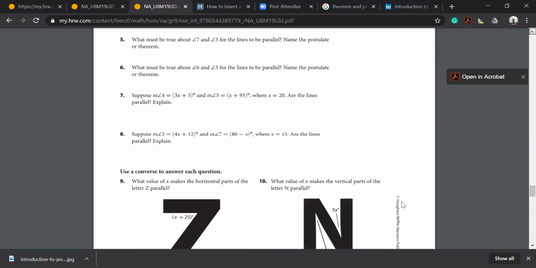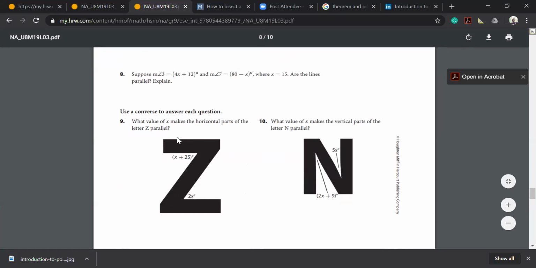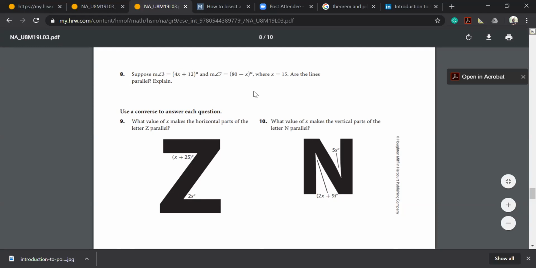Okay. In here, use a converse to answer each question. What value of x makes the horizontal parts of the letter Z parallel? What is the horizontal parts of letter Z? Horizontal means what? I don't think you forgot, right? Horizontal means a line which is like the x-axis. Vertical means a line which is like the y-axis. So where are the horizontal parts of Z? How many parts of Z do we have? We have 3 parts. We have this, and then this, and then this. Which of them is horizontal? This is horizontal, and this is horizontal.